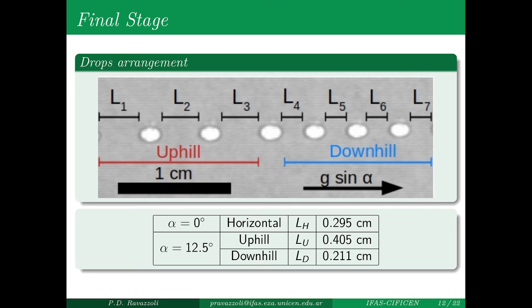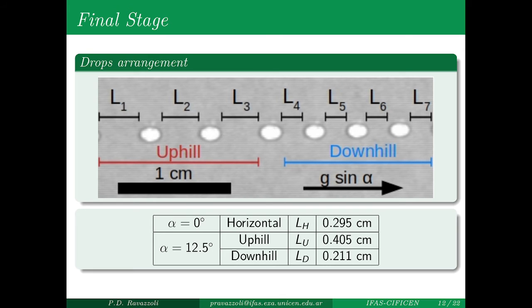After the complete evolution of the filament into an arrangement of drops, we measure the space between them. This distance is equivalent to the total tip retraction. As expected, the separation for the uphill drops is larger than the horizontal case, while the separation for the downhill drops is shorter than the horizontal case.